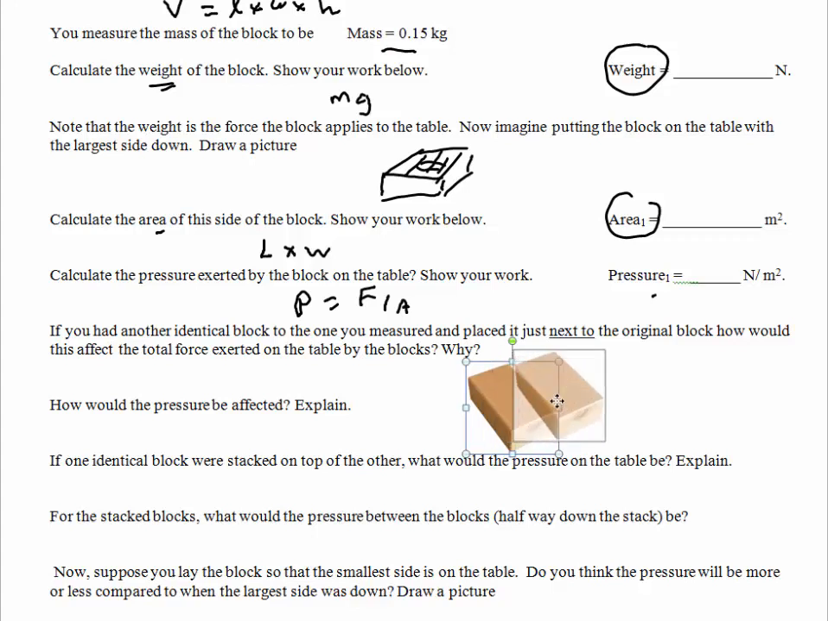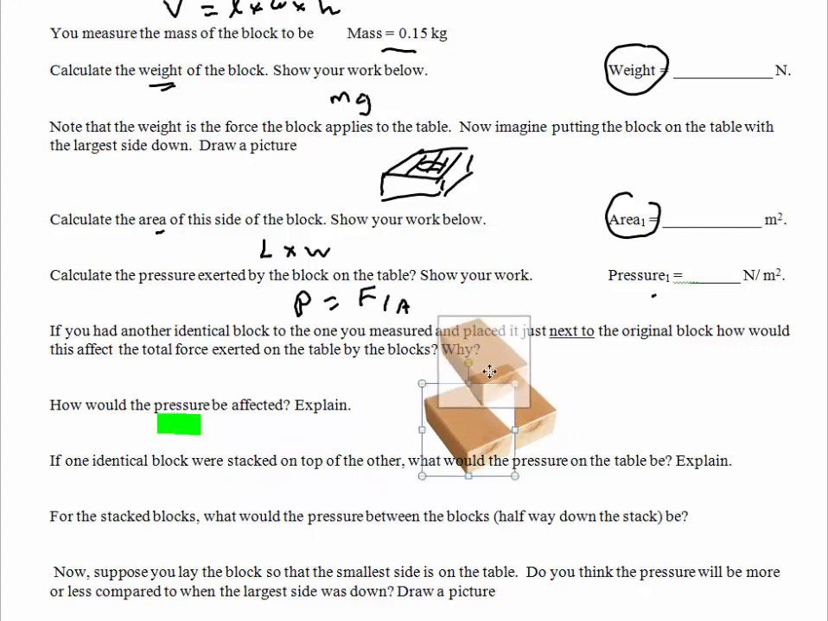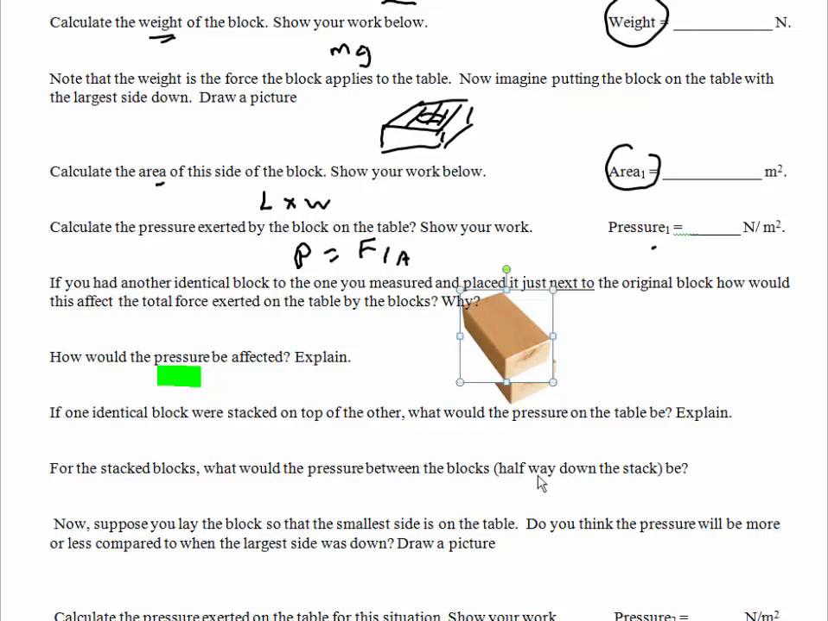Then what I have you do, just theoretically, take your block, and what would happen to the total force if you took a second block and put it just like that right there next to the block? How would that affect the force on the table? How would that affect the pressure on the table? Then I said, well, what if I were to stack the blocks on top of each other? How would that affect the pressure on the table? And what would the pressure be halfway down, so right in the middle?